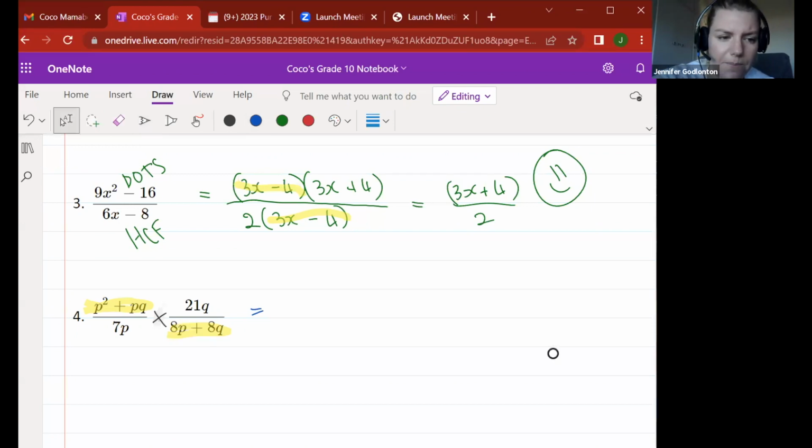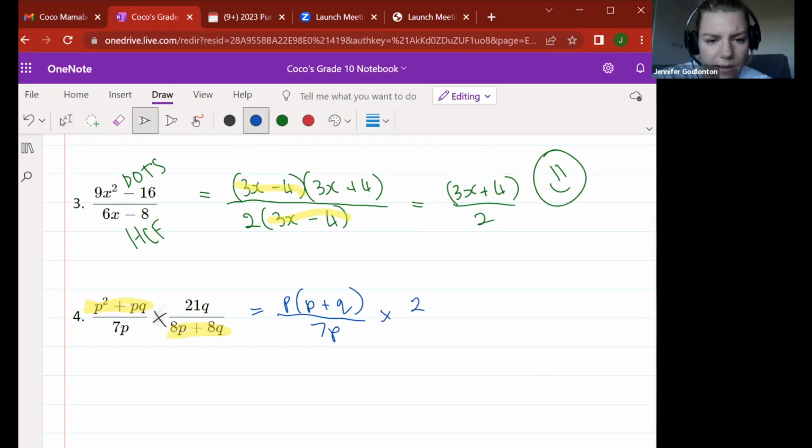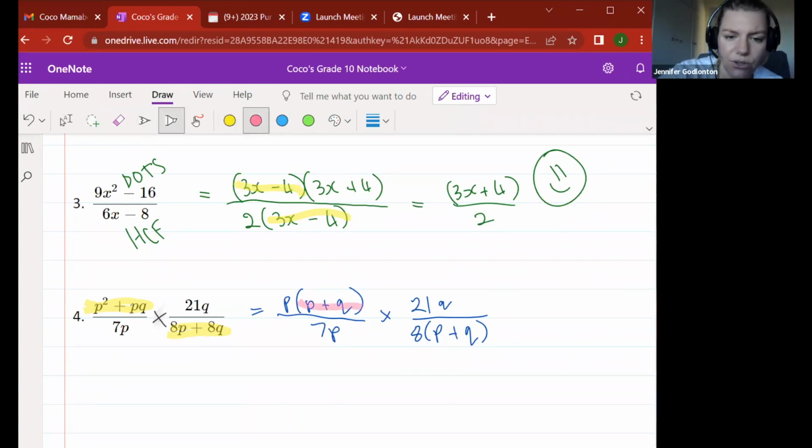It will be P in brackets P plus Q over 7P. Okay, I like that. And then times 21 over 8, and then in brackets P plus Q. Okay. Cool. So when we get to this point over here, we've got lots of different options. When you're multiplying, you're allowed to cancel things as long as it's a top and a bottom. So for example, here, I can say that P plus Q can cancel with that P plus Q because it's one top and one bottom.